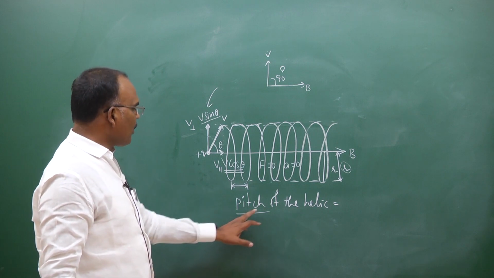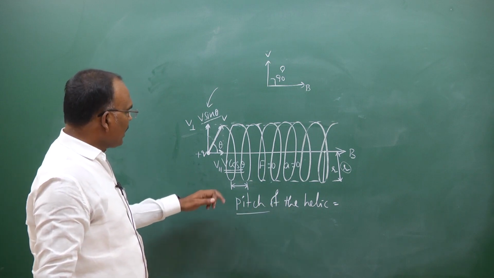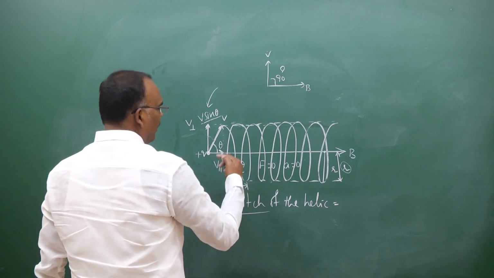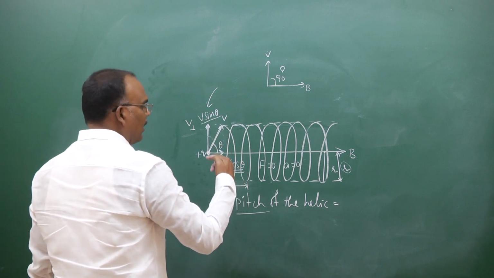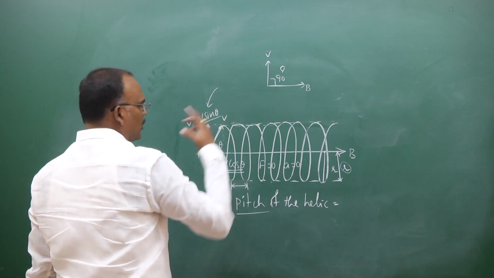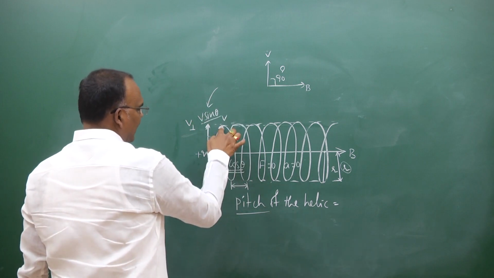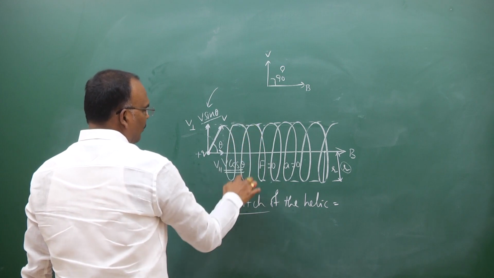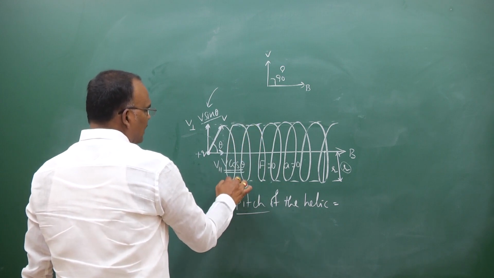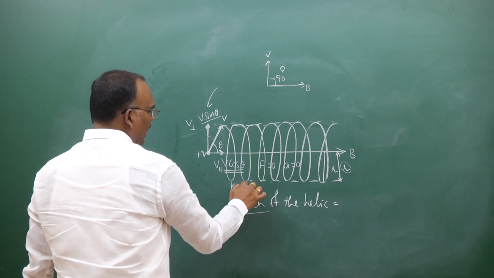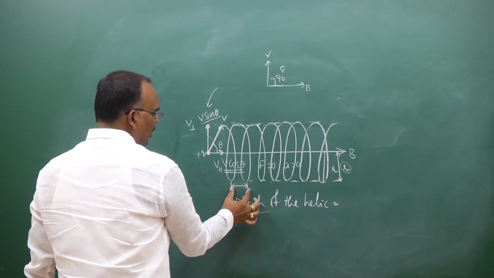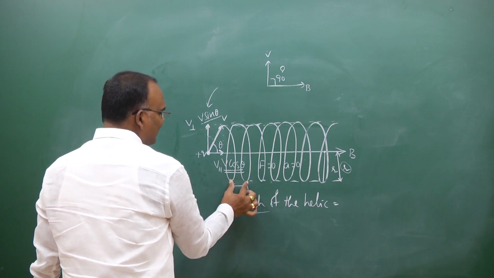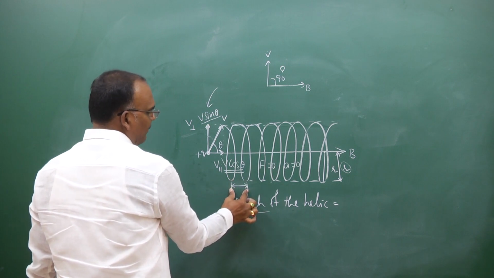Pitch of the helix means the distance travelled by a charged particle before completing one revolution. See, the charged particle begins here, and when it moves from here to here, it completes one revolution. So the distance between these two spirals is called the pitch of the helix.